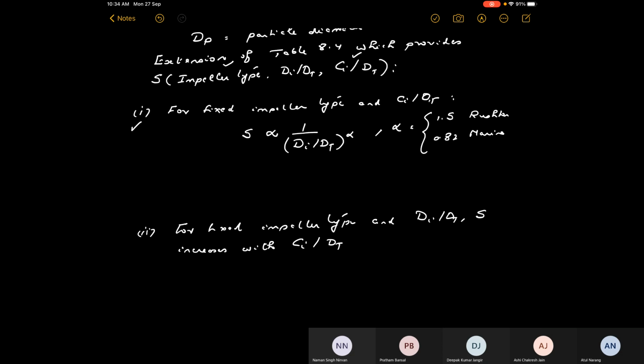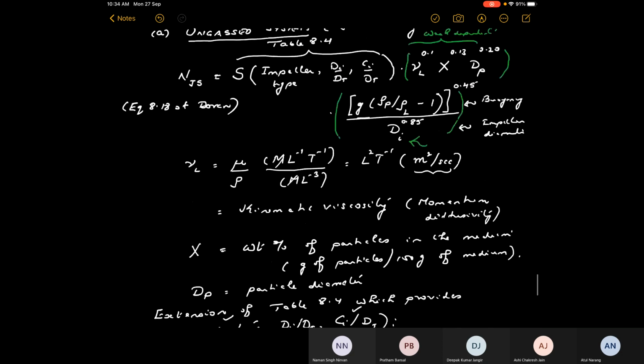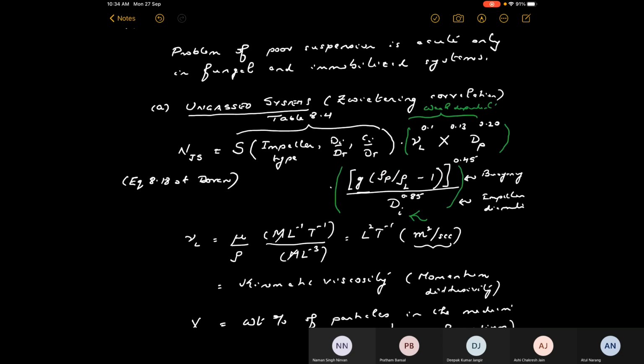So roughly speaking, high impeller diameters are good in the sense that at relatively low RPM, they will provide you suspension, because when di over dt becomes large, S becomes small. When S becomes small, then your NJS goes down, right? So you need lower impeller speeds to maintain suspension.